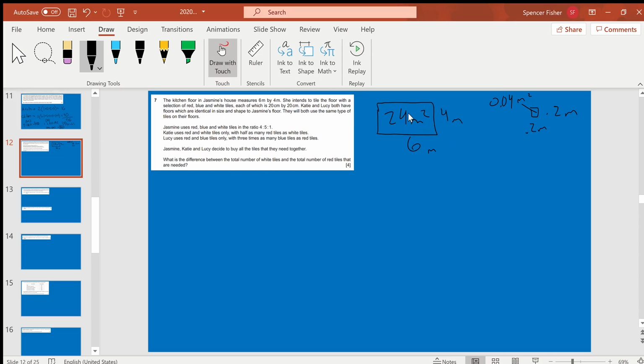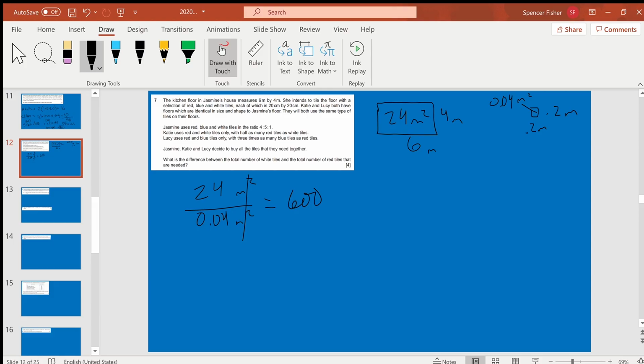So if we want to know how many tiles we need, we take the total area of the first big thing and divide it by the area of each individual tile. The units cancel out. 24 divided by 0.04 is 600. So all in all, we need 600 total tiles.